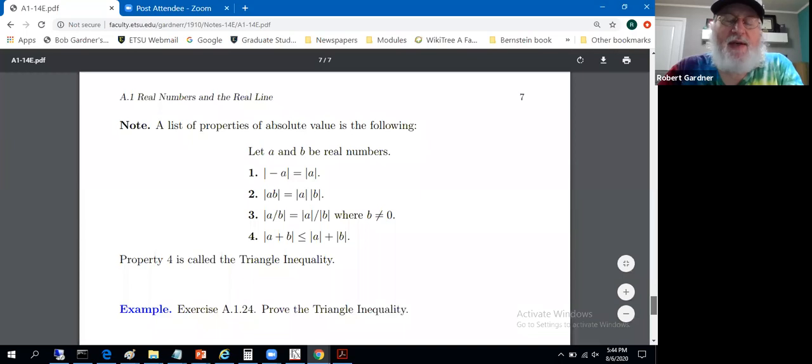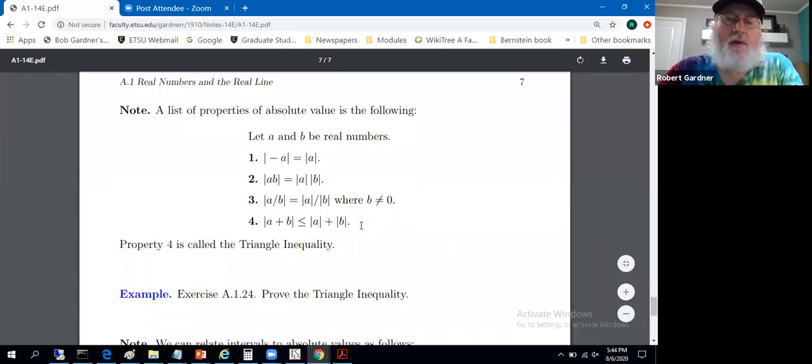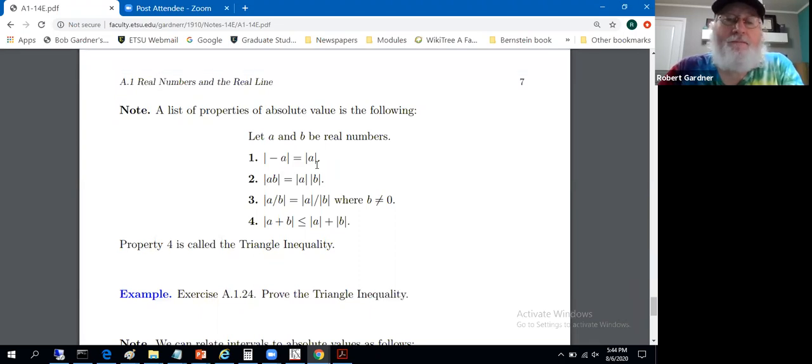Some properties of absolute values. The absolute value of negative a and the absolute value of a itself are the same. The absolute value of a product, ab, is the same as the absolute value of a times the absolute value of b. The absolute value of a quotient, a divided by b, is the same as the absolute value of a divided by the absolute value of b. I can't have b be 0 because we're doing division by b.